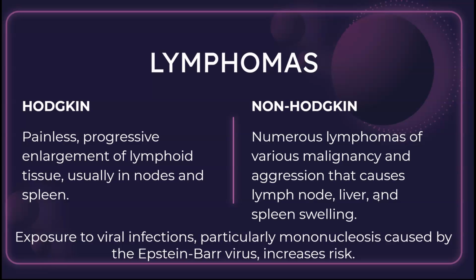Hodgkin lymphoma is a very painless, progressive enlargement of the lymph nodes and the spleen, okay? Non-Hodgkin lymphoma is a little more on the aggressive side, and a little more on the cancerous, neoplastic side, where Hodgkin lymphoma might not necessarily be malignant. Non-Hodgkin is. There are a few rare Hodgkin lymphomas that are not cancerous. Most of the time, lymphomas can be caused by viral infections, okay?